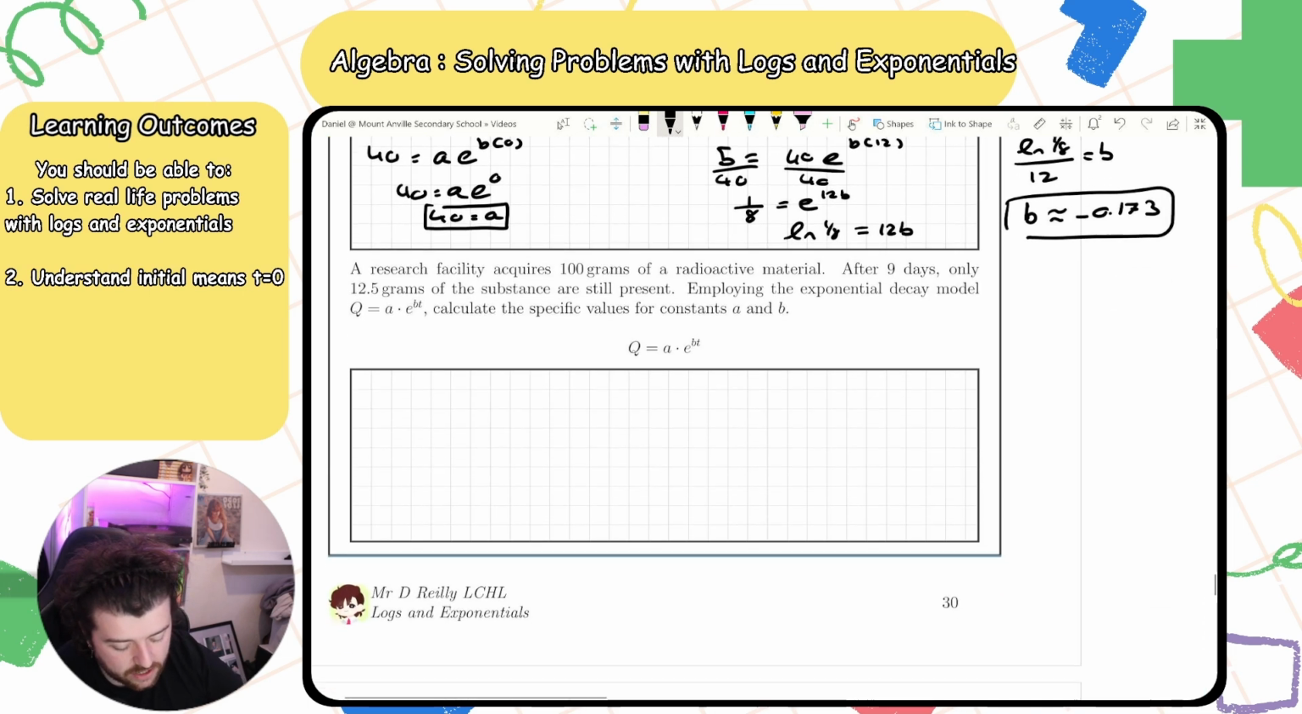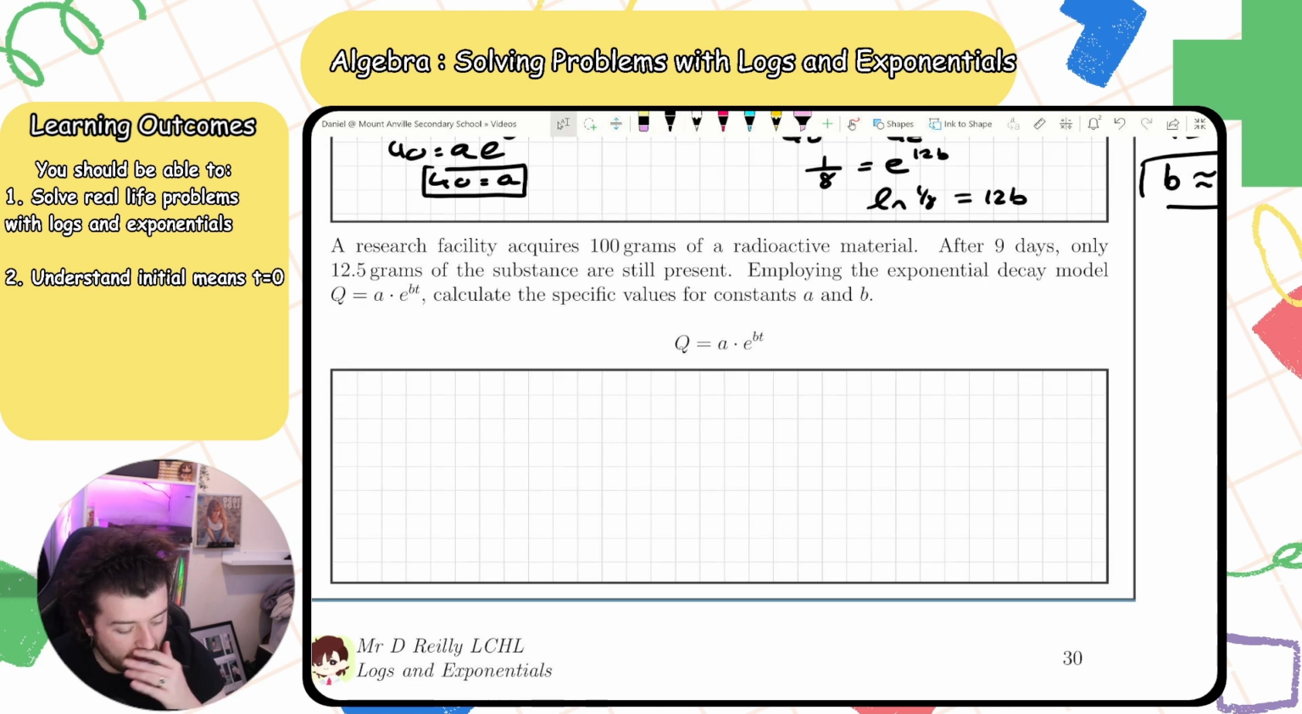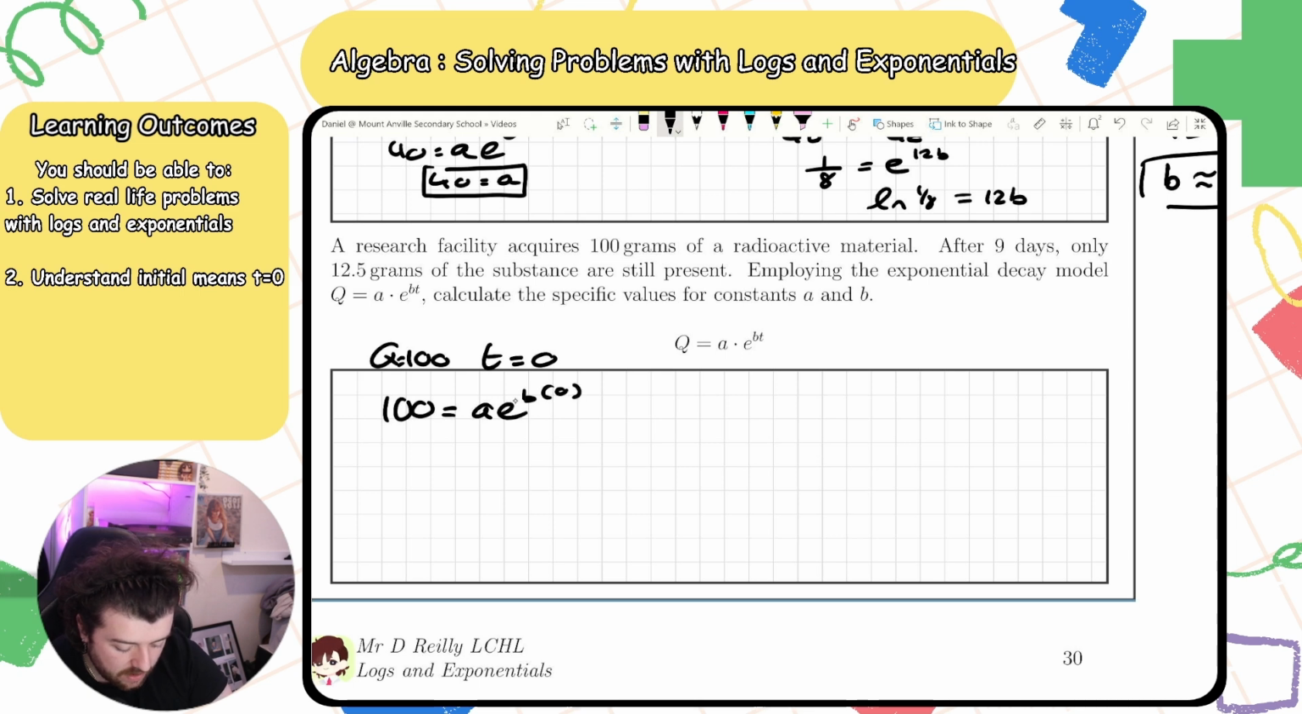So, a research facility acquires 100 grams of radioactive material. After 9 days, only 12.5 grams of the substance still remain. Employing the exponential decay model, Q is equal to A times e to the bt, calculate specific values for constants A and b. So, at the start, he had 100. So, initially, Q is equal to 100 at t is equal to 0. So, 100 equals A e to the b times 0. 100 equals A times e to the 0. Anything to the power of 0 is 1, so A times 1 is A.